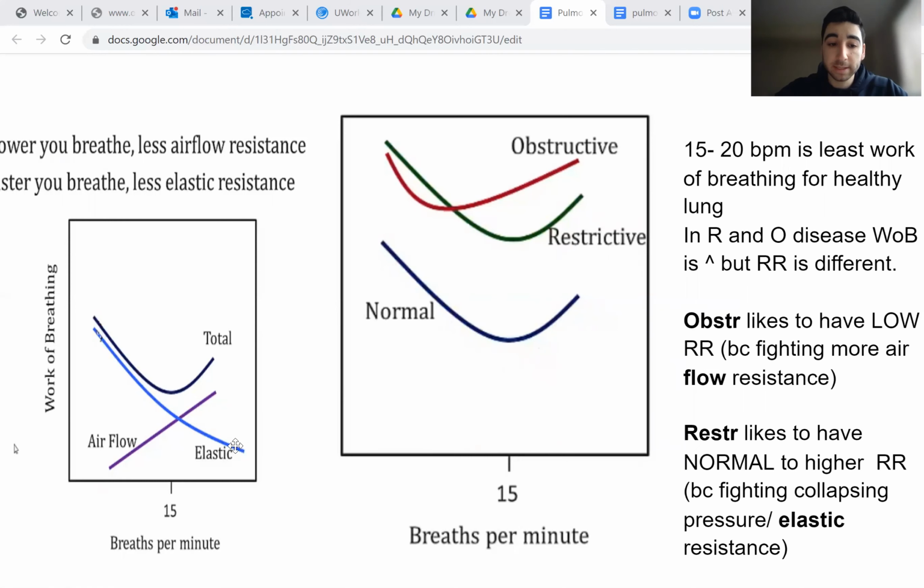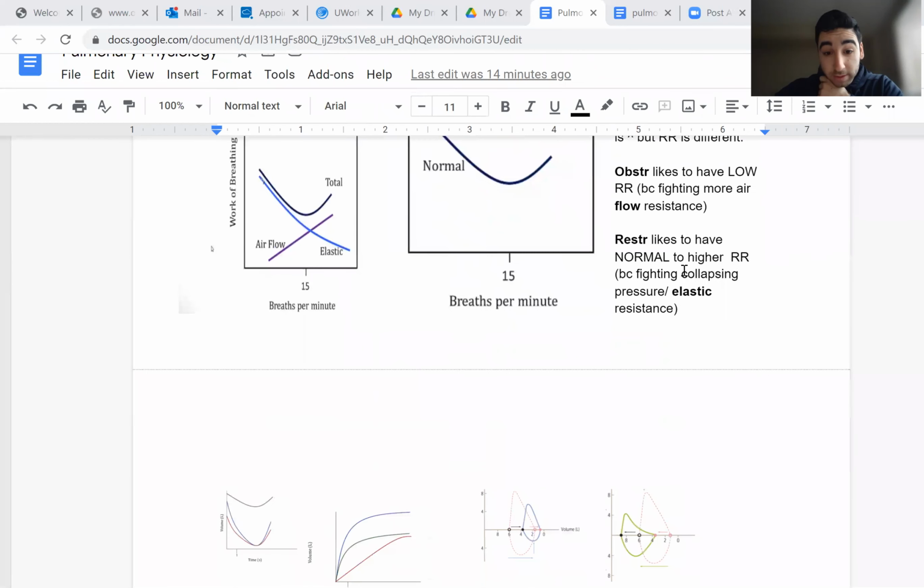And if you look at this elastic graph, this relationship between elasticity of the lung and work of breathing, you can see that in restrictive disease, this line is pushed up this way. So from normal, it'll be pushed up and to the right like this. And so that's why the breaths per minute of a patient at rest with restrictive disease will be slightly higher than normal usually. And that is all I wanted to share with you guys regarding the graphs.